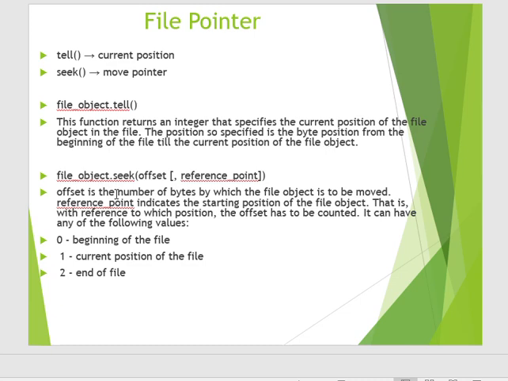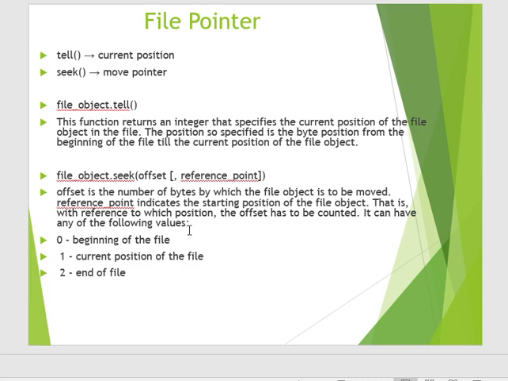The other one is seek, where we are moving the pointer. So where are we moving the pointer? File object.seek(offset, reference point). The values in the square brackets are optional. Offset is the number of bytes by which the file object is to be moved. So how many steps or how many bytes you want to move, that is to be given in the offset. And then the reference point indicates the starting position of the file object. So you can give a specific position, and then you can move some steps ahead from that position. That is, with reference to which position the offset has to be counted.